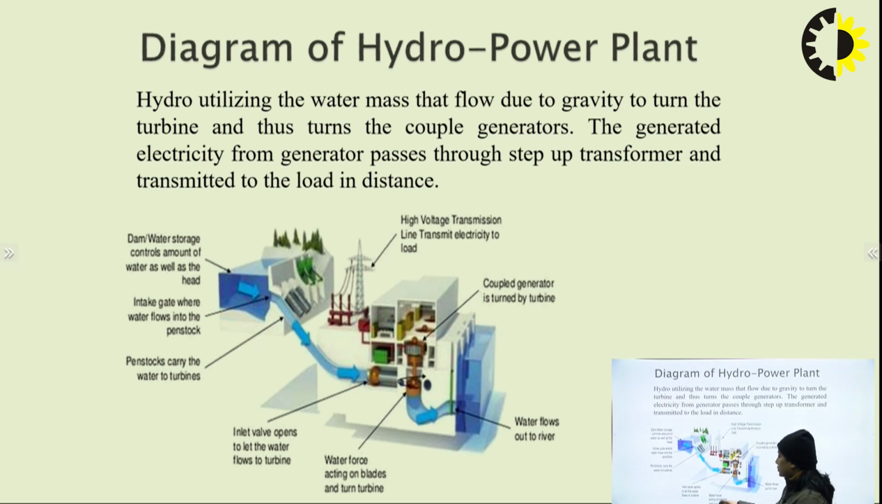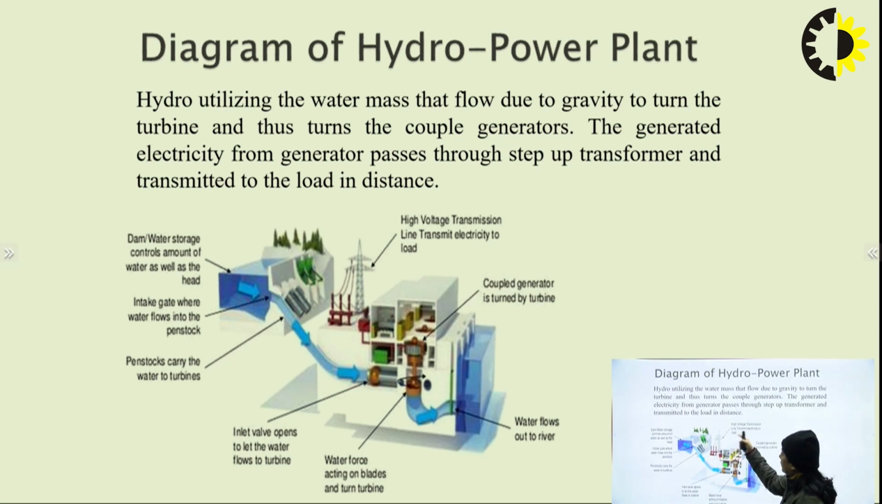The water force acts on the blades and will turn the turbine. So the water force will turn the blades of the turbine, which means the turbine will start rotating, and then it will lead to the rotation of the shaft of the generator. Here these are the high voltage transmission lines.